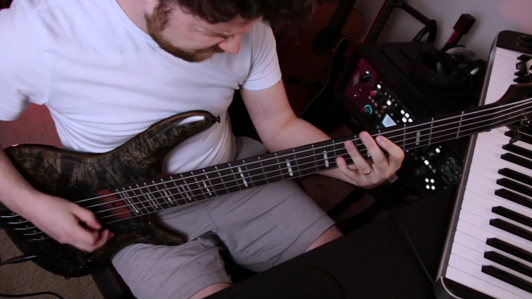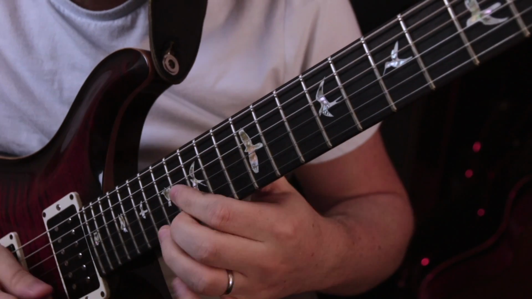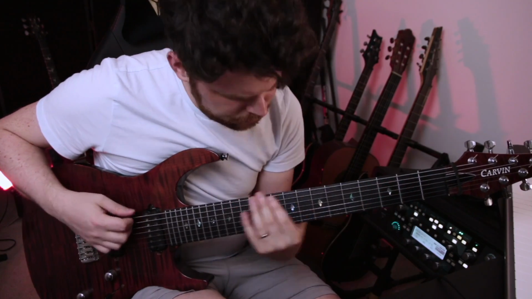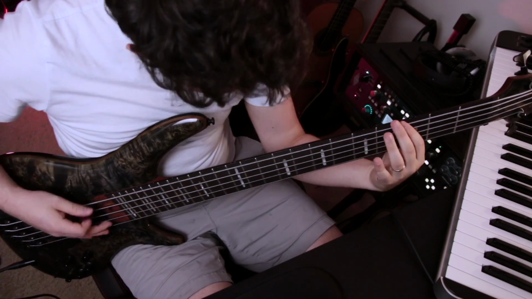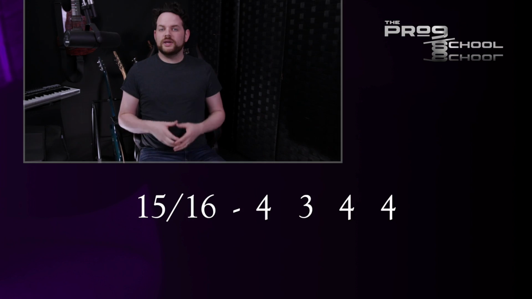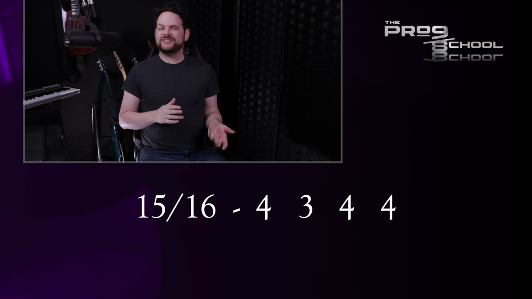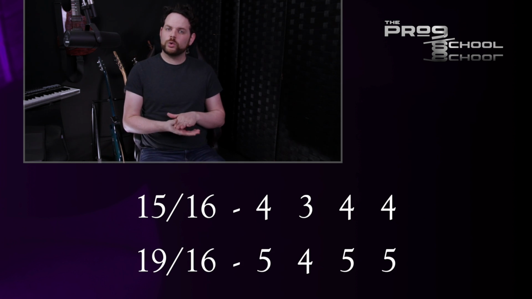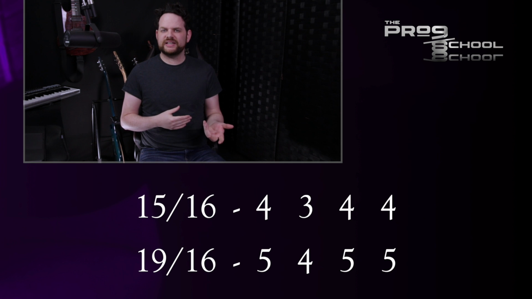Now let's look at the metric modulation. Here I increase all of the numbers of the 15/16 by 1. It goes from 4/3/4/4 to 5/4/5/5, or 19/16, but the tempo also increases as well, creating this metric modulation.